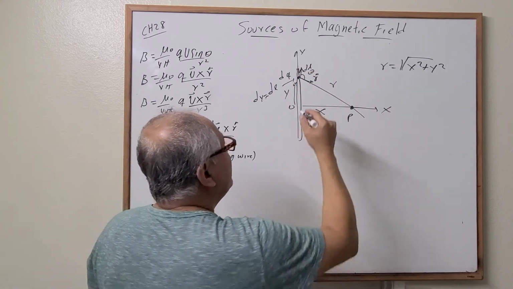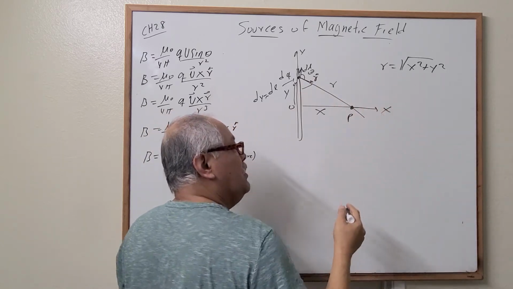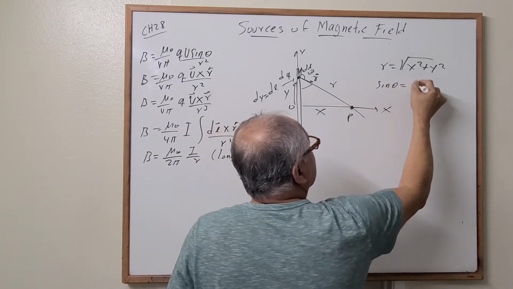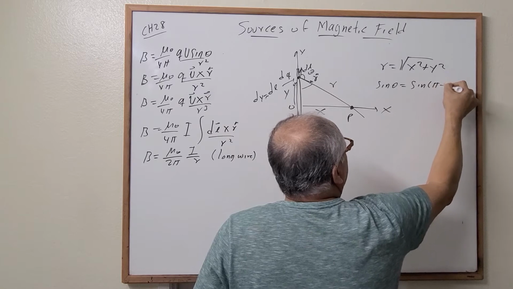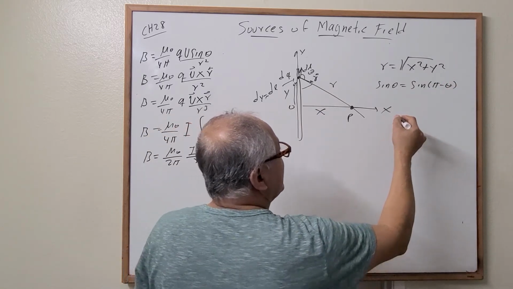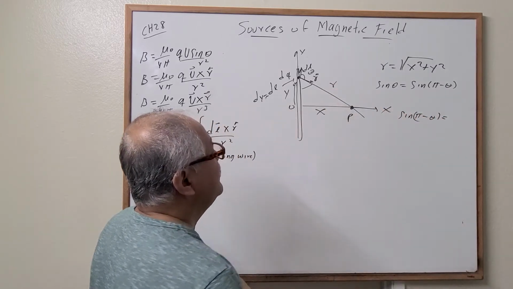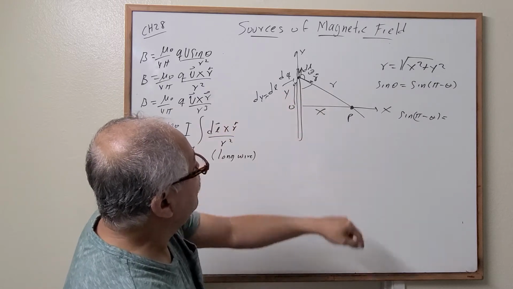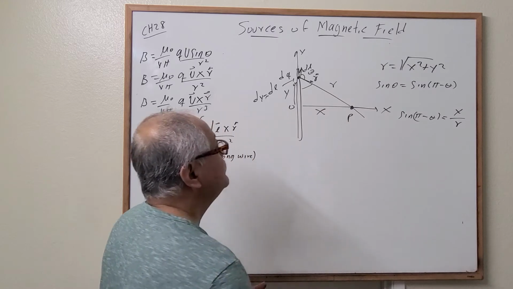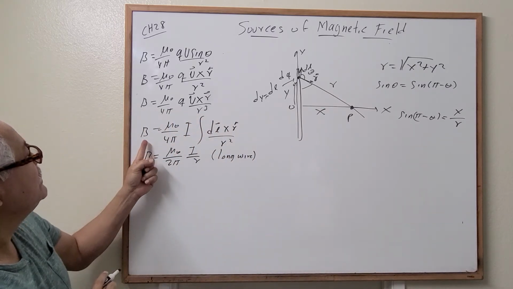Correct? But let's find this angle. We know from trigonometry that sine theta is equal to sine of pi minus theta. And right here sine of pi minus theta, according to this figure, is equal to opposite over hypotenuse, x over r. Correct? Perfect. Now let's go back and use this equation.